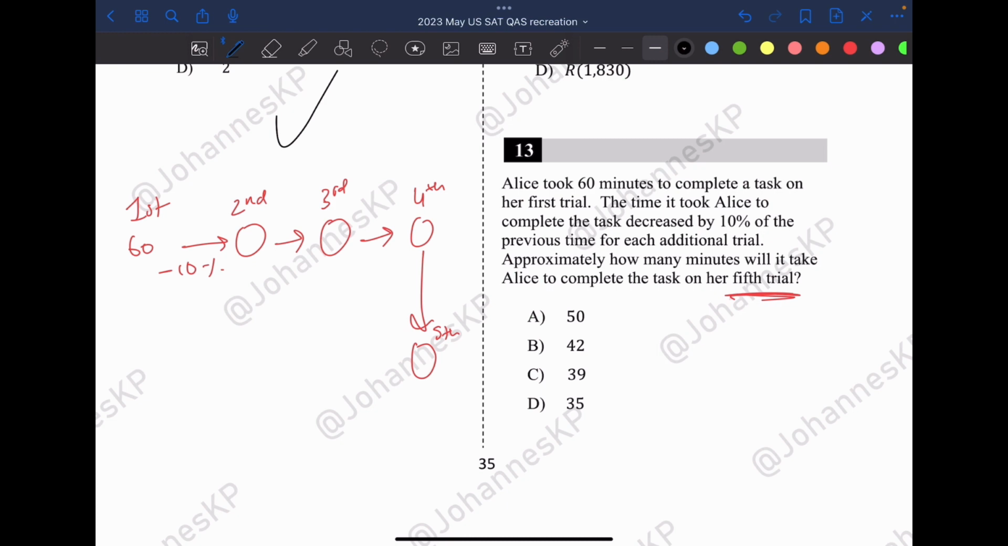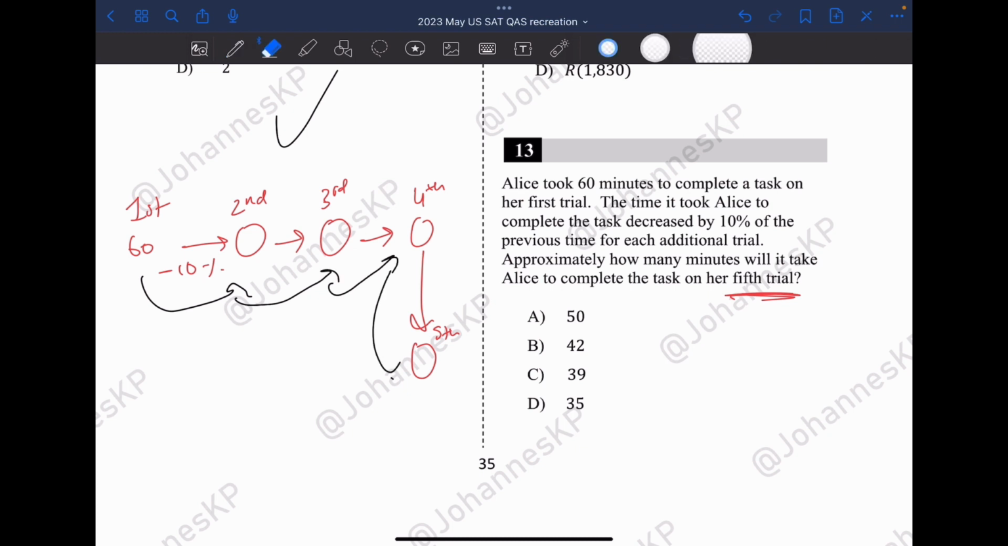To find the time it took for the second, because to get to the fifth, you have to find second, then third, then fourth, then fifth. You can't just jump from first to fifth. You have to do it in an order.